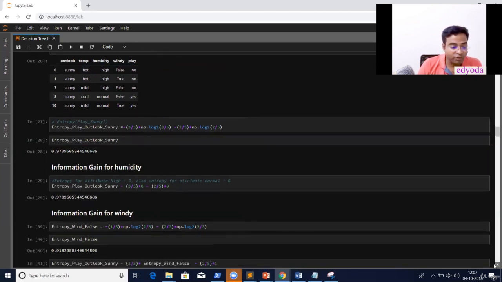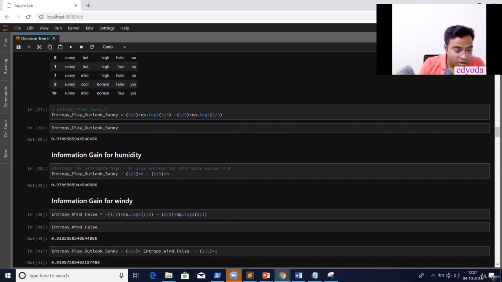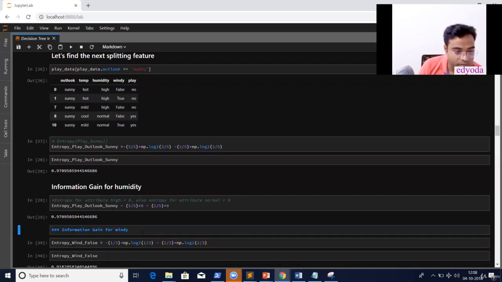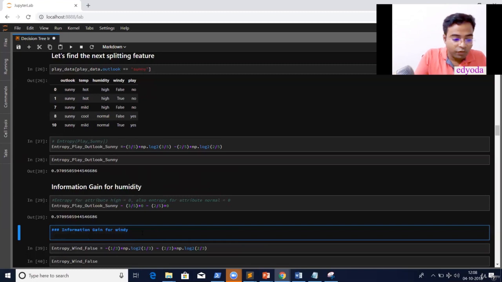Let's see information gain for windy. Okay, now let's calculate for wind is equal to false. For wind equal to false, we have these three values, right? How many false are there? False is 3.